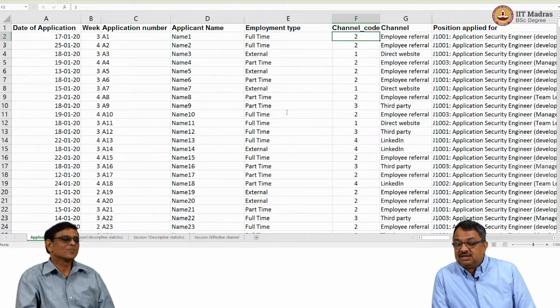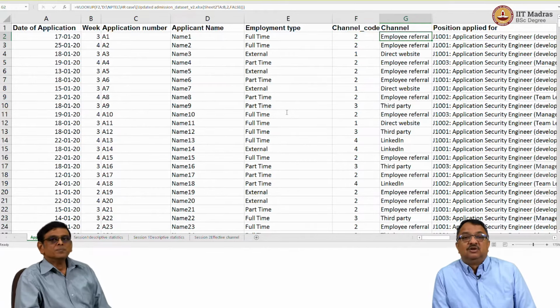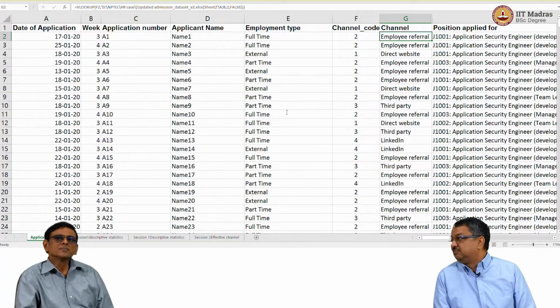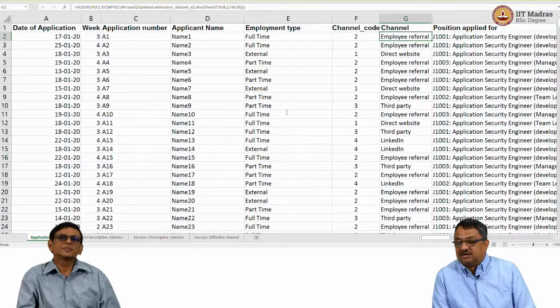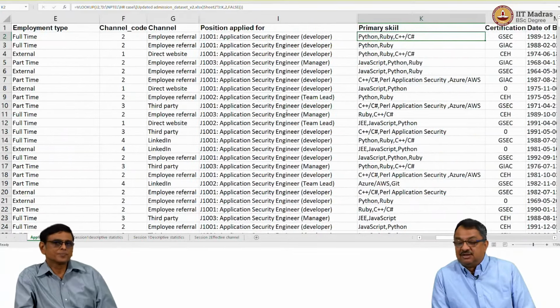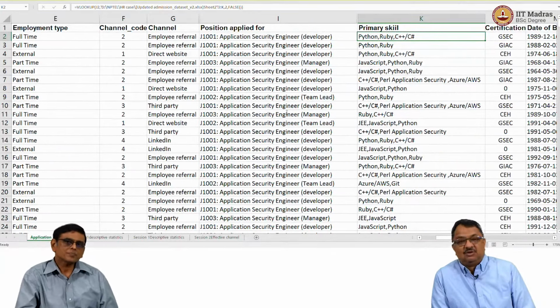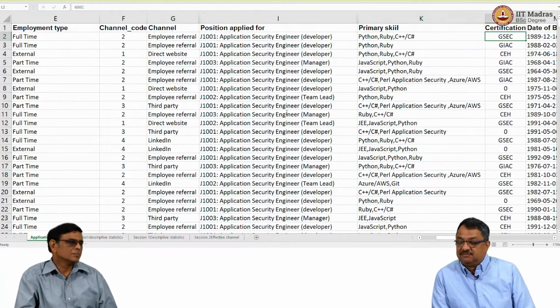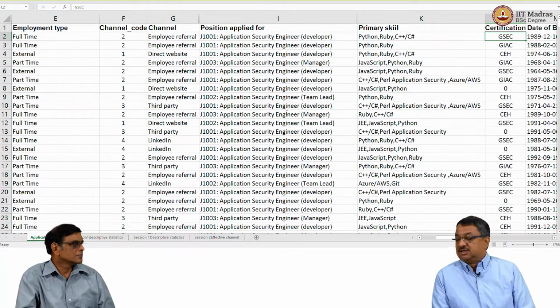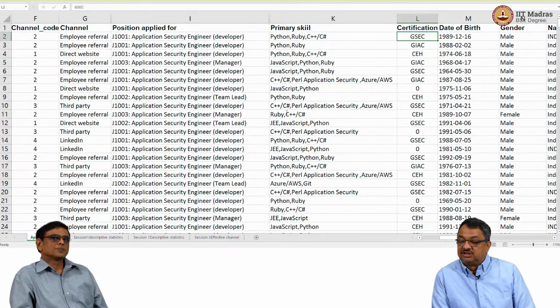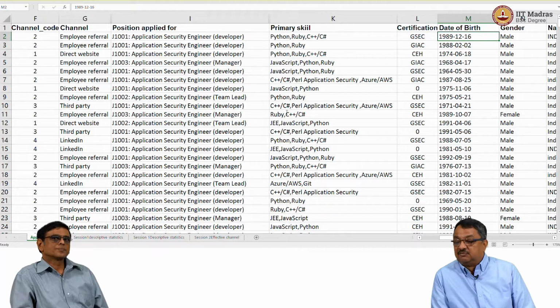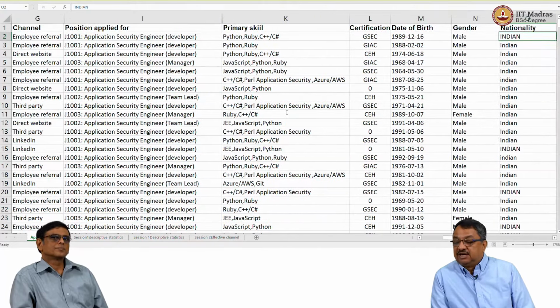Channel code is basically some code. If you look at the channels, they've got people through employee referrals, direct website, LinkedIn. For each of these, they've given a channel code, which is a number that describes what channel it came from. Okay. The position that was applied for. What skills the person has, and we know how to handle this, right? We've seen this. What certifications the person has. Very often these professional certifications are very important. Date of birth, gender, and nationality.